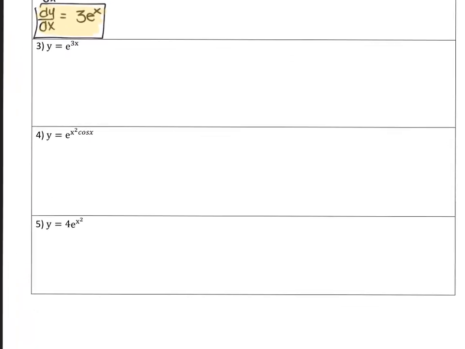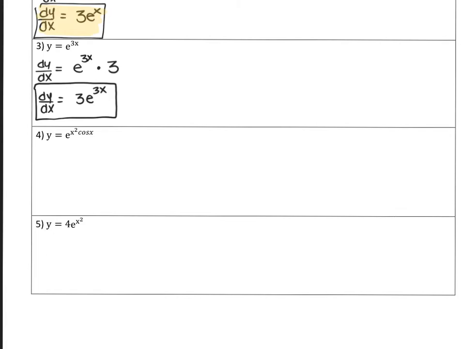So example number 3, we've got y equals e to the 3x. If I want to take the derivative, dy over dx, the derivative is the same times the derivative of the power. Well, the power here is 3x, so the derivative of 3x is just 3. So my final answer, if I simplify it, dy over dx is 3e to the 3x. It's just nicer to write the coefficient in front, and that's it.